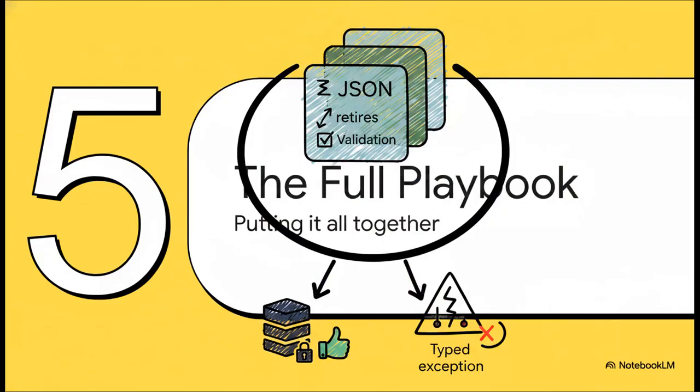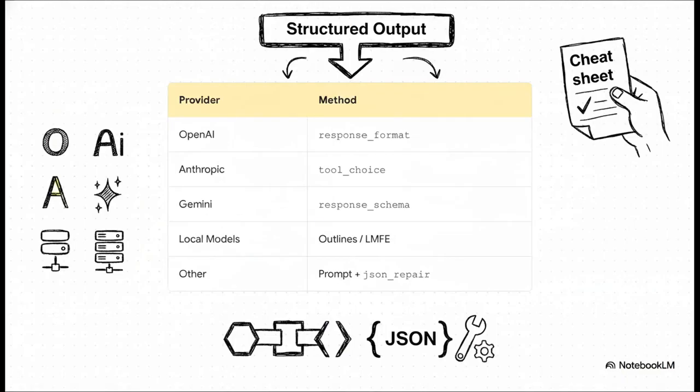So let's put it all together. What does this look like? We wrap our 3 layers into a single clean entry point. The rest of our application doesn't need to know a thing about JSON or retries or validation. It just calls one function and it gets one of 2 things back, either a fully validated data object or a specific typed exception it can handle gracefully. Clean, right?